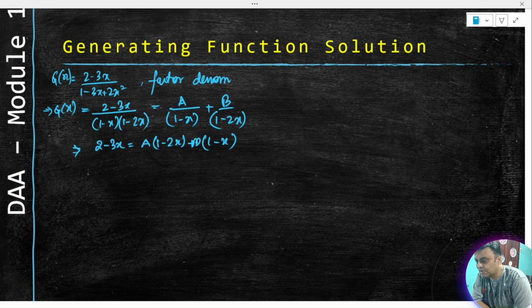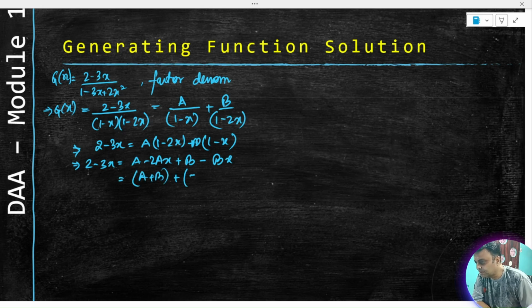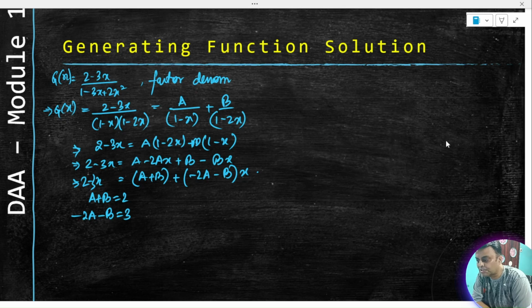So if we expand this now, we will see that 2 minus 3x is equal to a minus 2ax plus b minus bx, which implies this is equal to, if I take a and b together, (a plus b) minus (2a plus b) into x. Now if I compare the coefficients on the left side with the right side, then a plus b is equal to 2 and minus 2a minus b is equal to 3. Right, so that's how the partial fraction is helping you, and if we solve this, then we will get a equal to 1, b equal to 1.